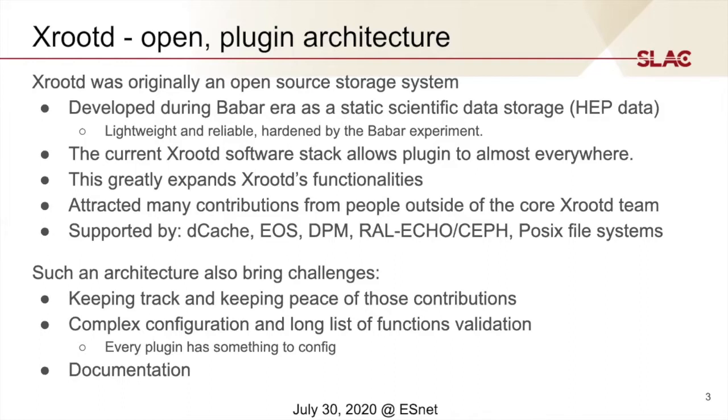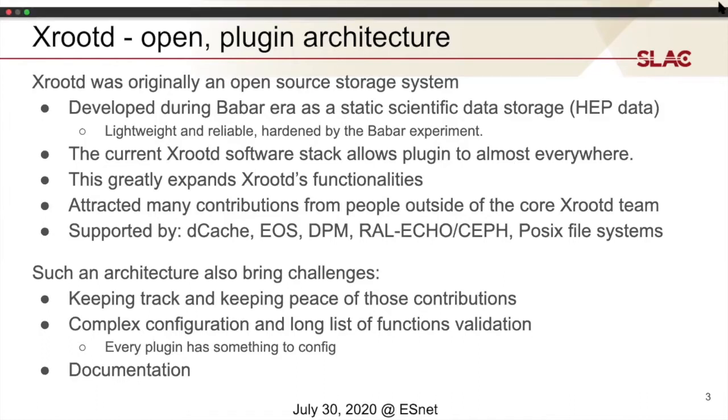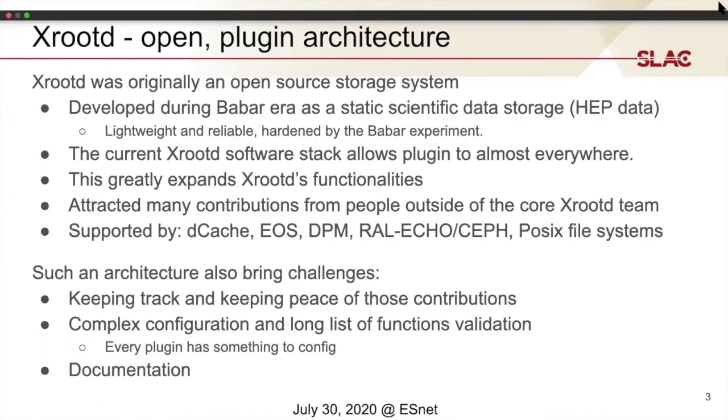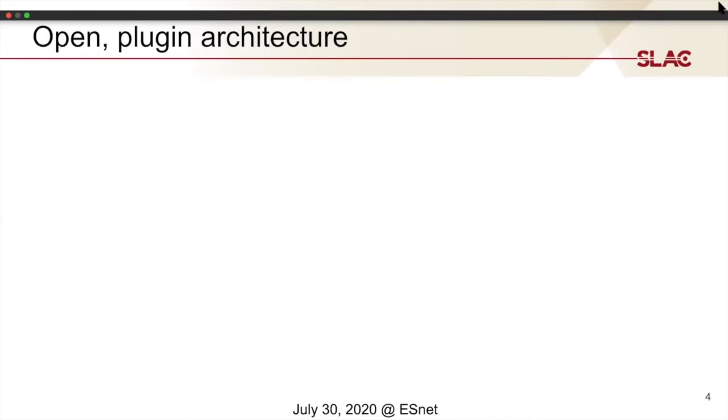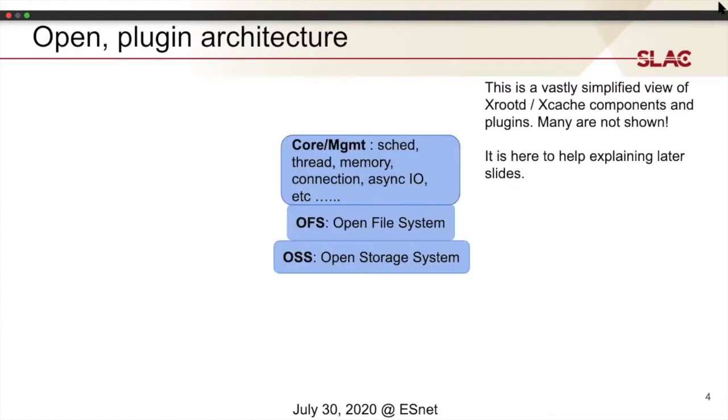While it is great to attract many contributions from people outside of the core team, this architecture obviously brings us some challenges. I believe that Andy has to spend a large amount of time to keep track of all these contributions and to make sure that they can peacefully exist with each other. Also each contribution comes with its own long list of configurations and parameters. This has to be documented, and sometimes it's easy to confuse and miss something. So I'm going to talk a little bit about the architecture and show where Xcache is and how we expand that.